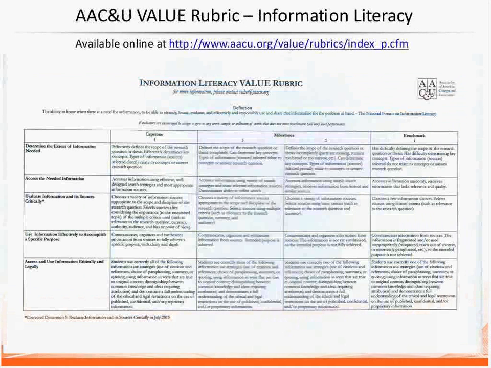Most of you are probably familiar with the AAC and U-value rubrics. There are 16 of these. They're commonly used at a lot of institutions to measure institutional level outcomes, primarily gen ed related outcomes like written communication, oral communication, critical thinking. This one happens to be for information literacy.